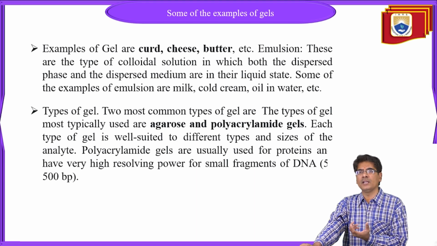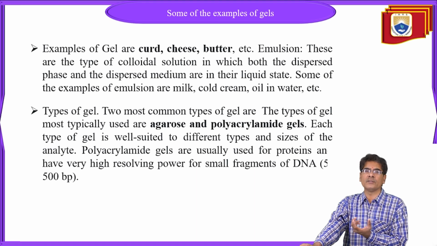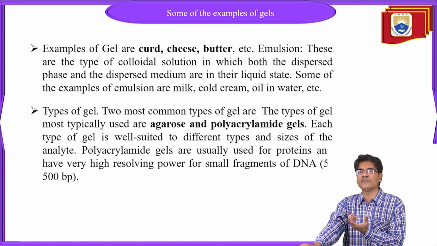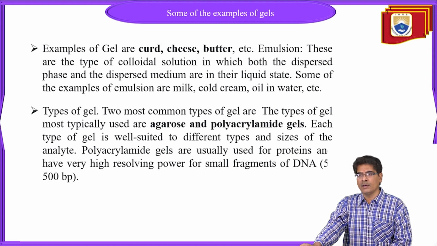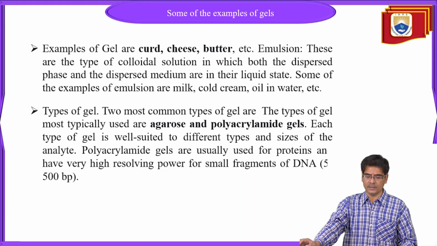Etc. So for types of gel, there are two most common types of gels: agarose and polyacrylamide gels. Each type of gel is well suited to different types and sizes of analyte. Polyacrylamide gels are usually used for proteins and have high resolving power for small fragments of DNA, around 5 to 500 bp.